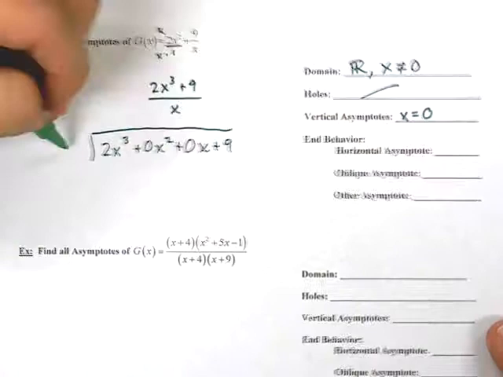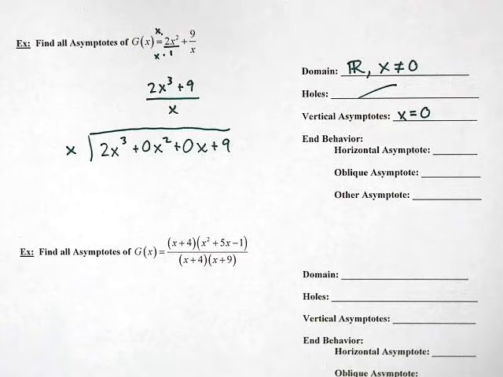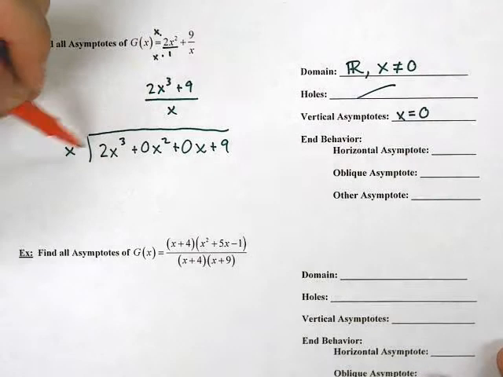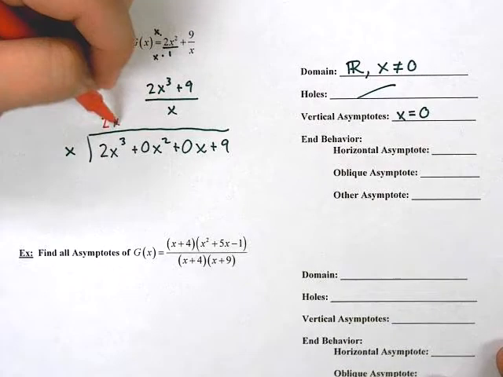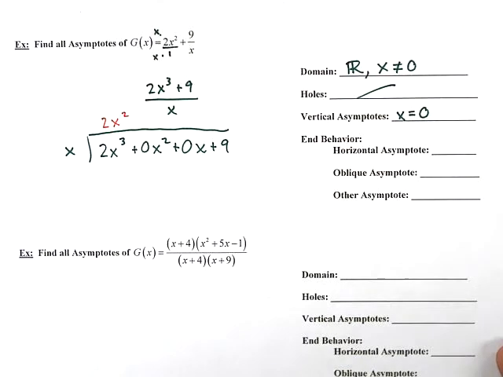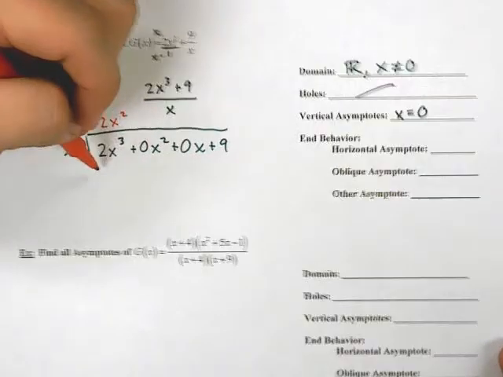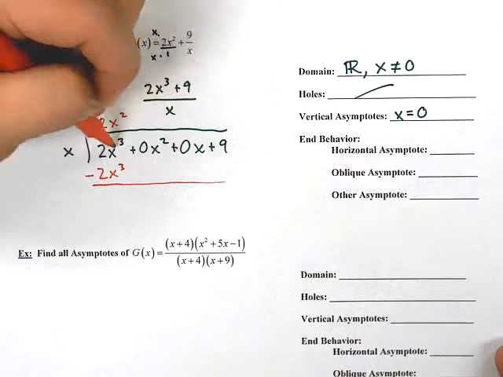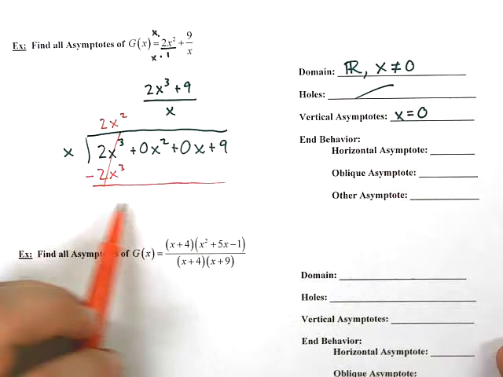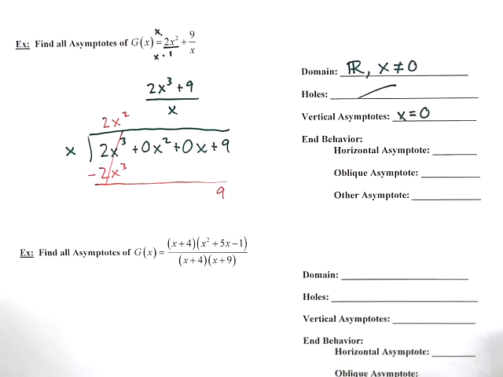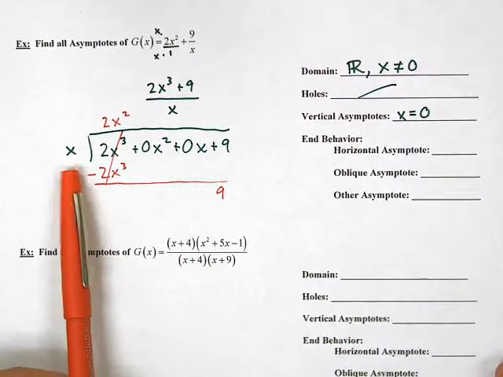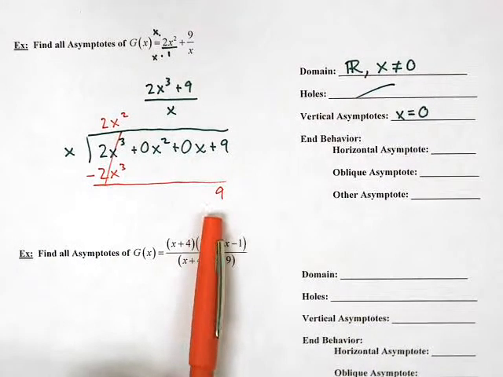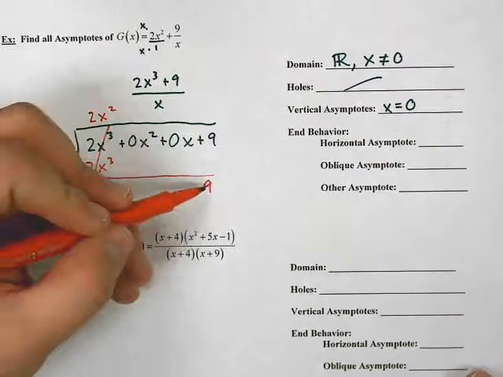We've got to long divide. So we go through it. It's the same procedure, the same type of algorithm every single time. To get from x to 2x cubed, I need 2x squared. And when I multiply, I get 2x cubed, and I change my signs. They cancel. I just get a bunch of zeros. All I have is 9. I cannot put x into 9, right? I can't figure out how to do that. So this is my remainder.